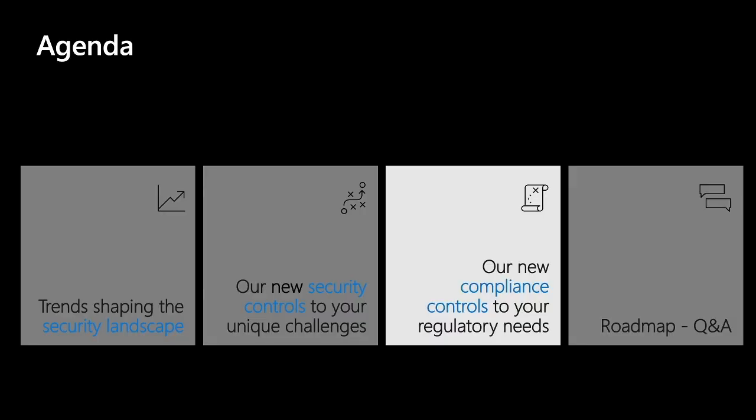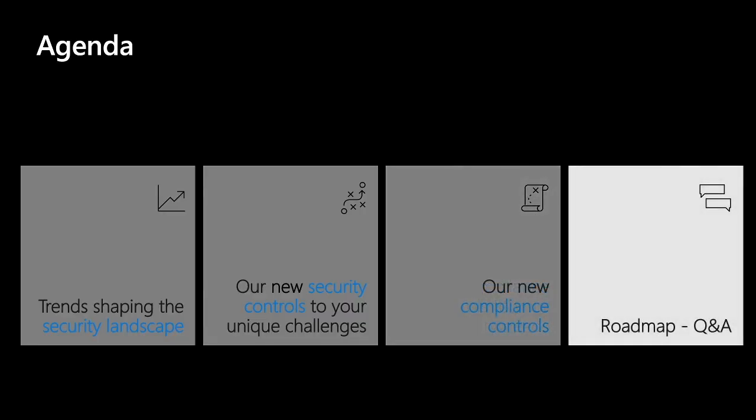So that was a quick tour of information barriers in action. You see how easy it was to create information segments, create policies between them, and then your end users are now protected from accidentally sharing highly regulated content with inappropriate persons. Now let's go into the next topic, roadmap and a Q&A session.